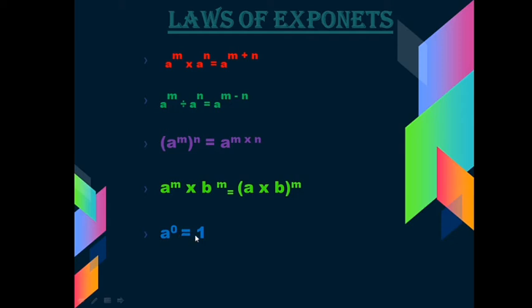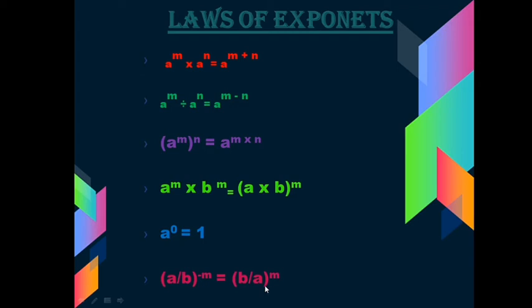equals 1. Next one, a divided by b whole raised to the power minus m equals b divided by a whole raised to the power m. So here observe that a divided by b whole raised to the power minus m is given. It means the exponent is given negative. To make this exponent positive, we have to write the reciprocal of this a by b. It means the numerator we have to write as the denominator, and the denominator we have to write as the numerator, so that it will become b divided by a whole raised to the power m.